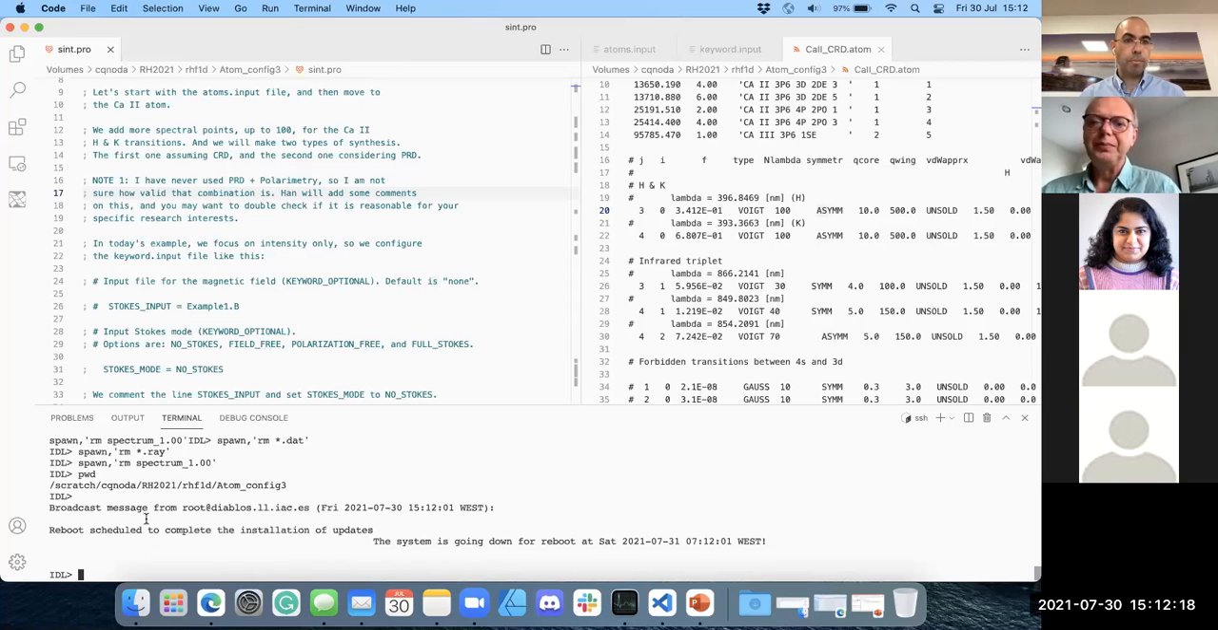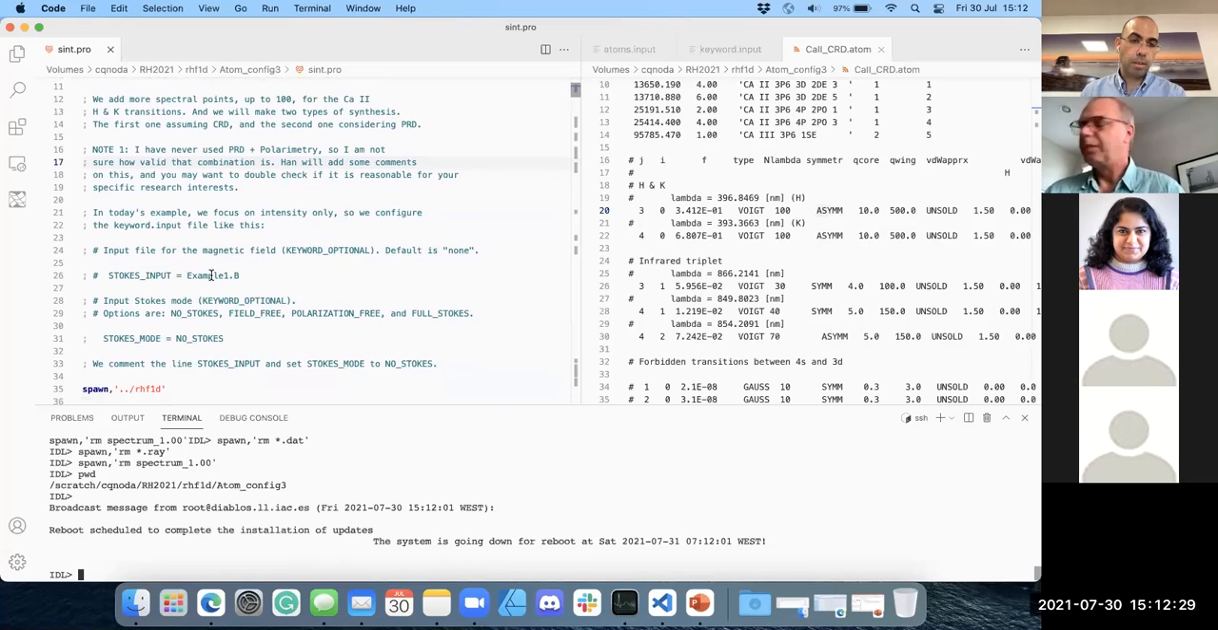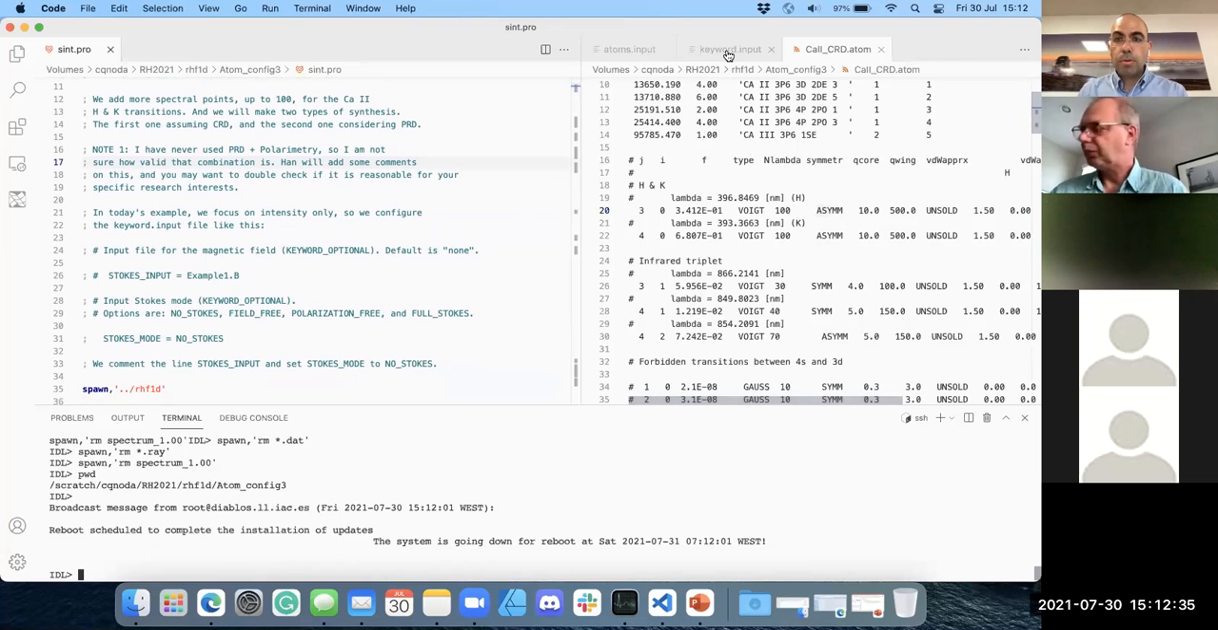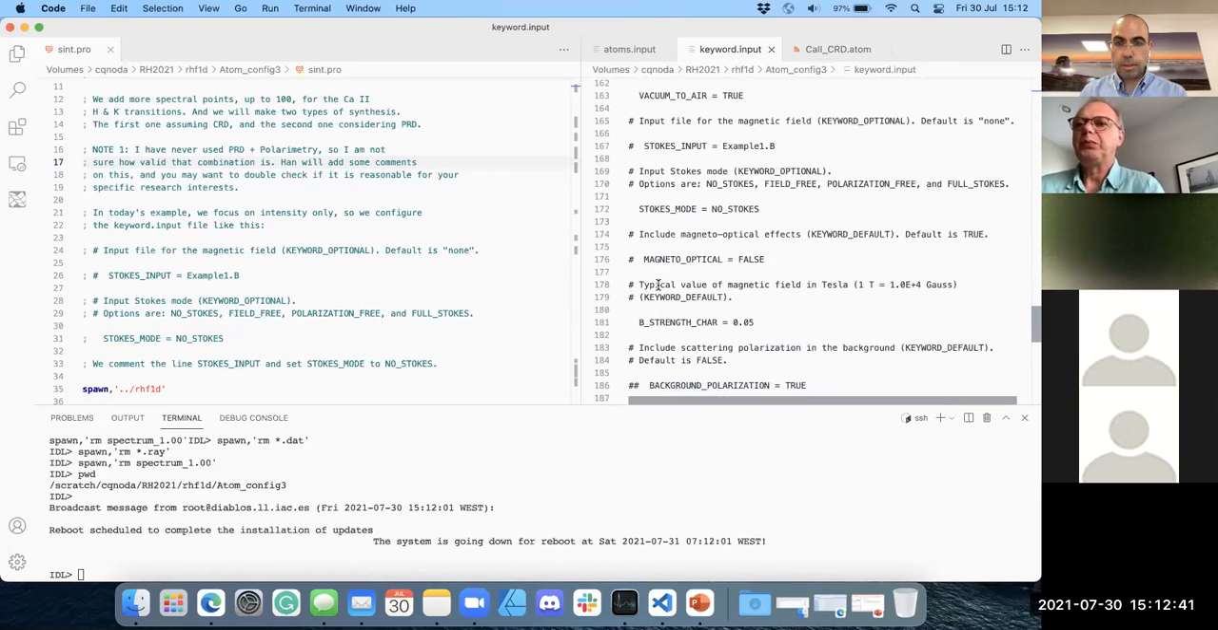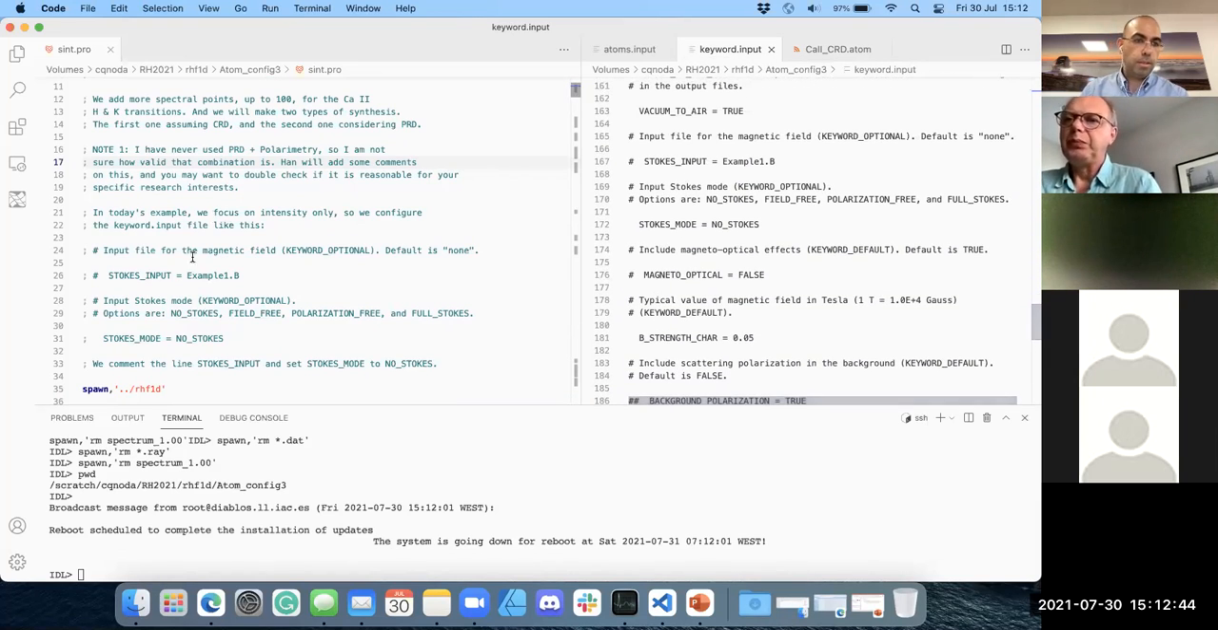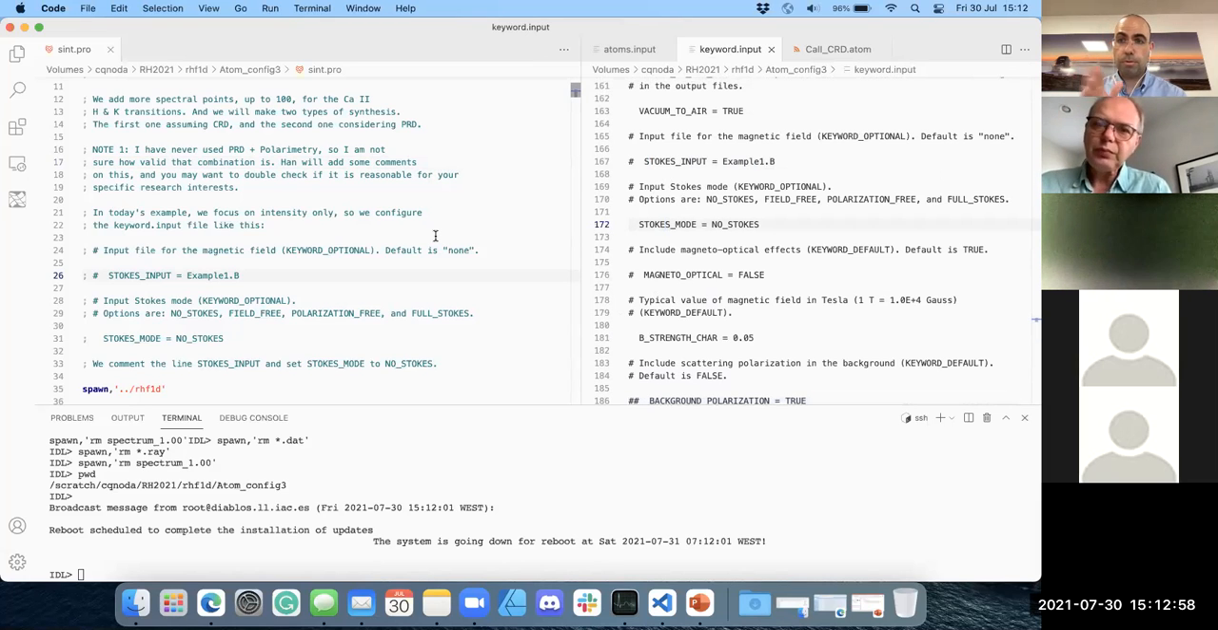Okay, thank you. So for today's example, we will just keep everything on intensity. We will not take into account the magnetic field, and we will not compute the Stokes profile. So we go to the keyword.input and go down to the last part, where we configure the magnetic field. That is what I have here as a note. You just comment the line where you provide the file with the magnetic field information, and in the Stokes mode, you just set no Stokes. Then the code will just focus on intensity.